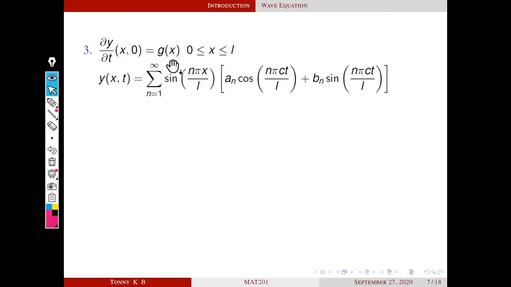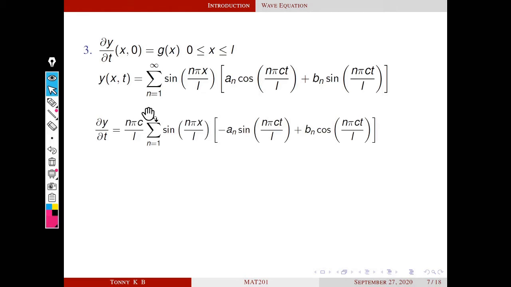We have one more initial condition, that is the initial velocity. Partial dy by dt at t equal to 0 is g of x. So first we consider the derivative of our solution with respect to t. Then you substitute t equal to 0. So the left hand side becomes g of x.